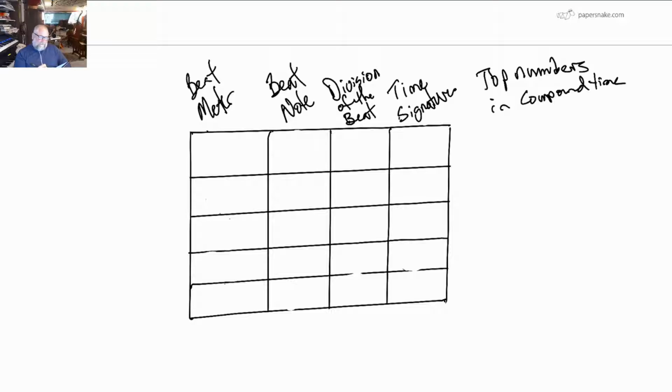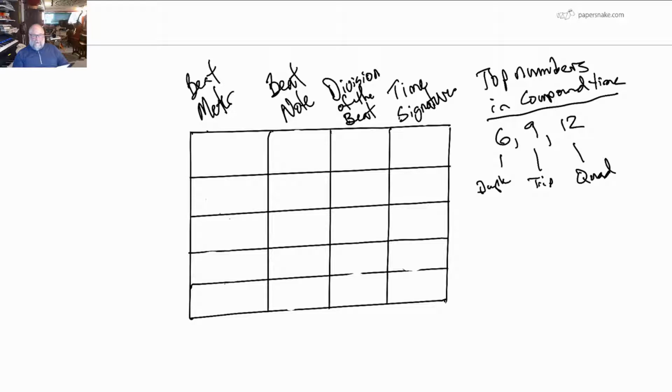Just memorize this. Top numbers in compound time are 6, 9, and 12. For duple, triple, and quadruple. Okay, just memorize that. We memorized them for simple time, and it was simple to do because in simple time, duple means 2, triple means 3, quadruple means 4, just like out in the real world. But for compound time, again, we're combining notes to make beats. So in compound time, the top number is 6, 9, or 12.